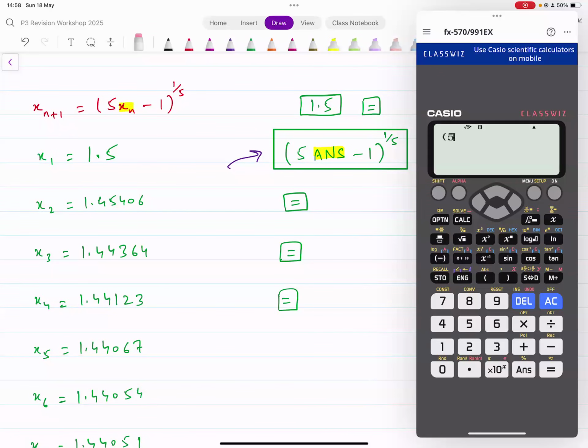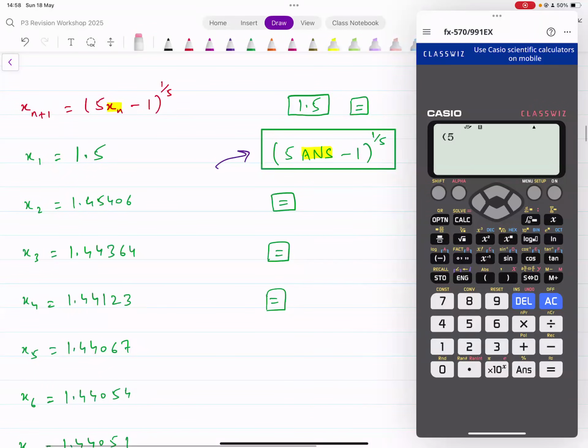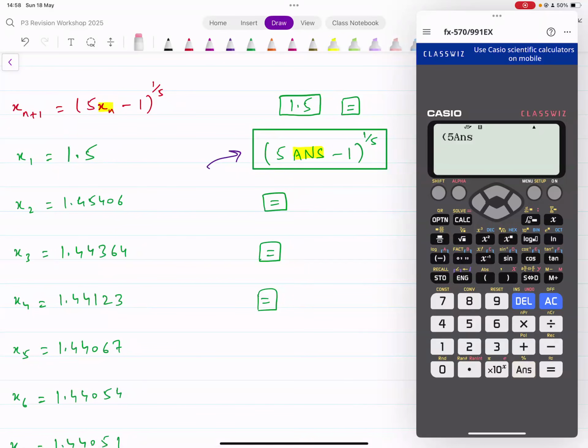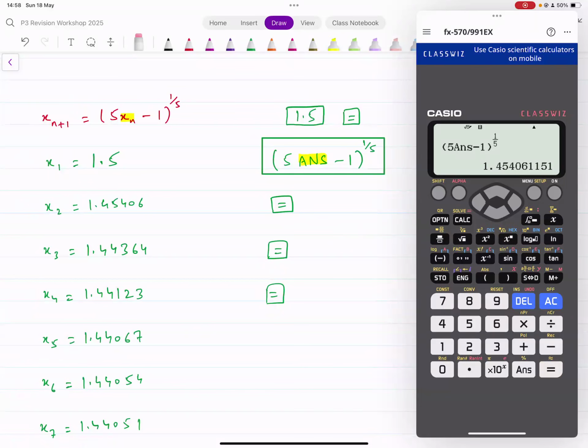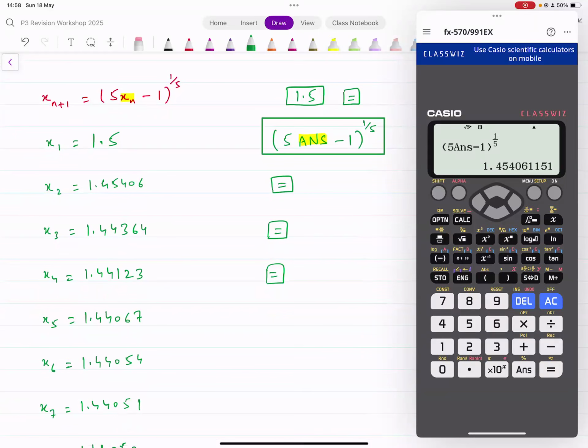So you'll say 5 into answer. In place of xn, you would write answer, minus 1, whole raised to power 1 over 5. You'll write the formula exactly like this. Just replace xn with answer. Okay, let's do that. And that gives us this iteration. Now they will tell you how many decimal places to use for each iteration and for the final answer. In this case, they've told you that you want 5 decimal places. You get this result, and you have to make sure that you round off the values correctly to 5 decimal places.